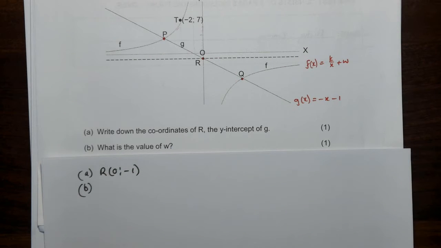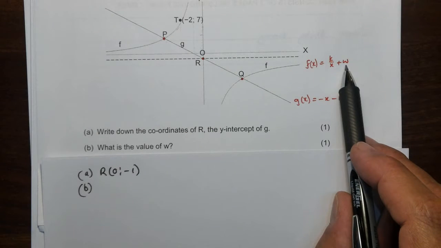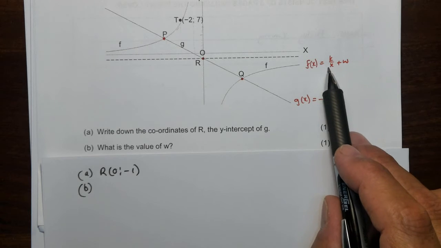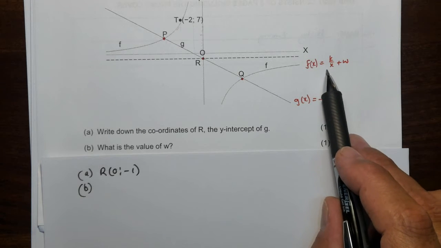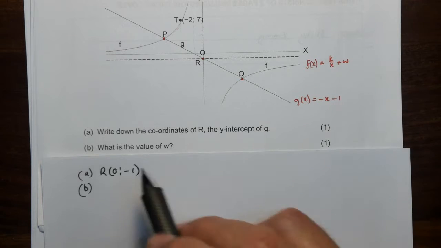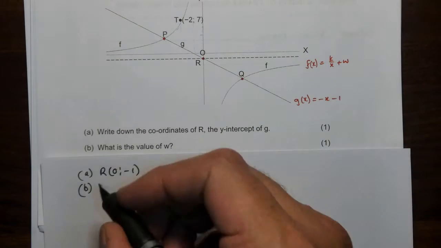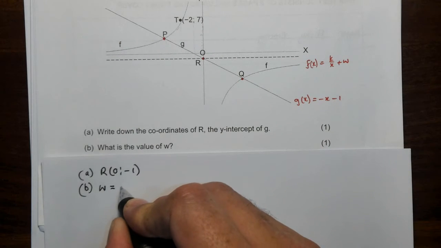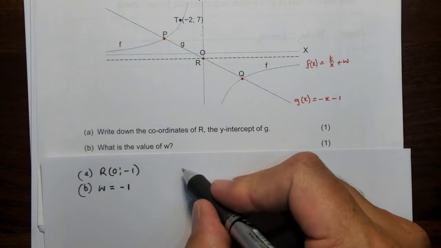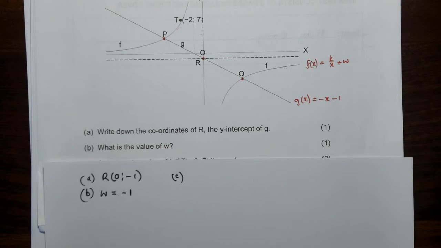Now for another mark. What is the value of w? W is lying over there in the equation, and we all know that here your vertical asymptote is located and there your horizontal asymptote is located. What is the value of w? Well, it's that dotted line. So w equals minus 1. Don't just write minus 1. Tell them w equals minus 1. That's for 2 easy marks.